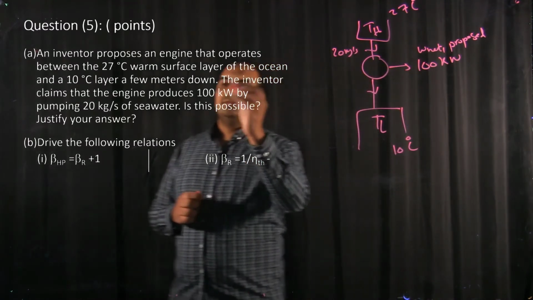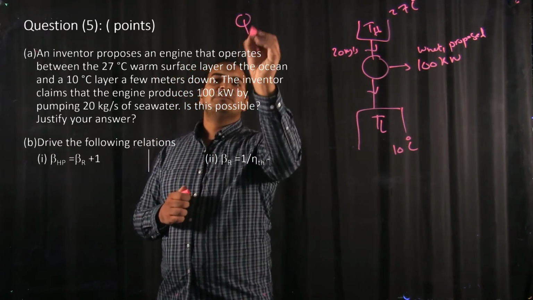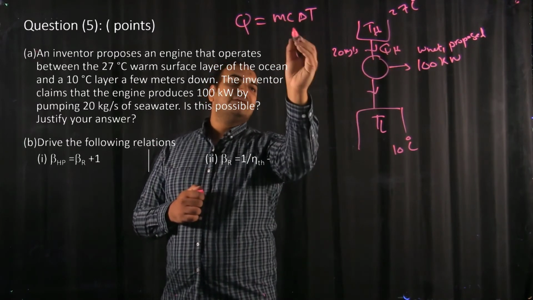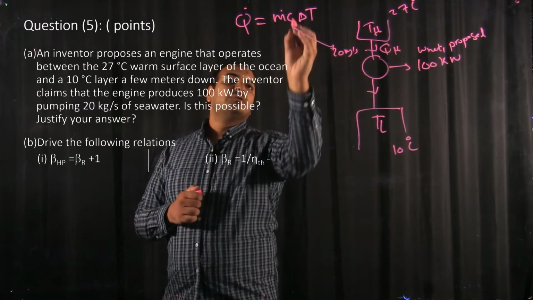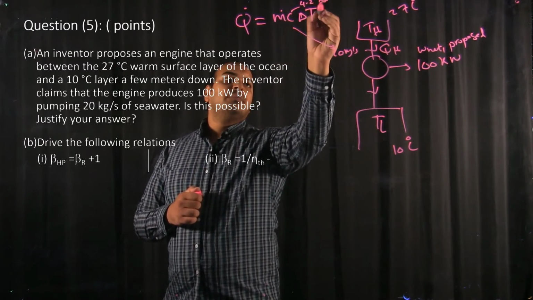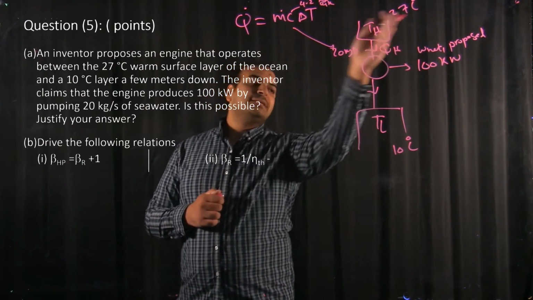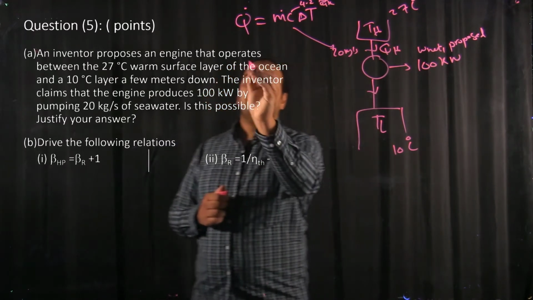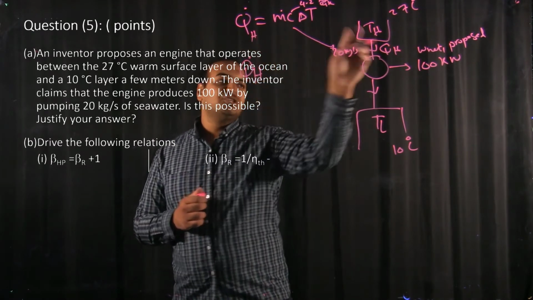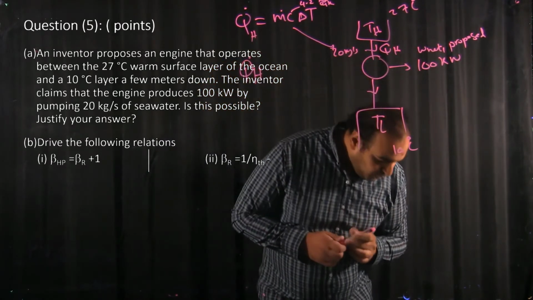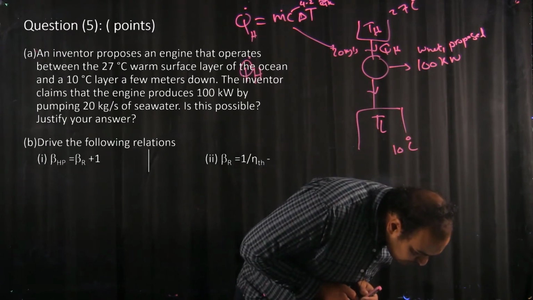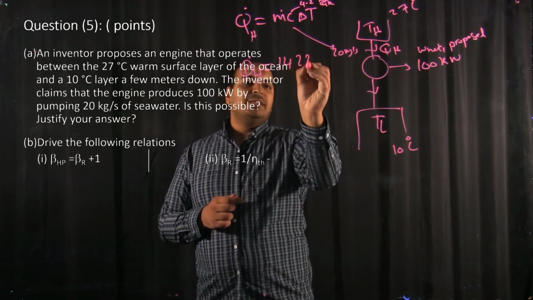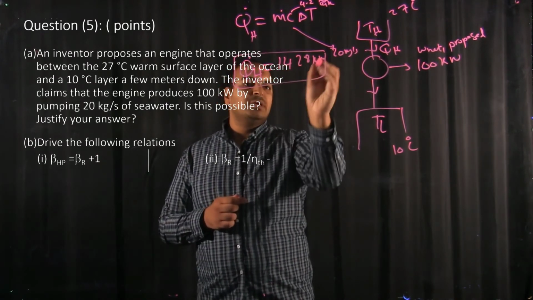So if you want to get the heat, this is part A and part B. For this problem, it's m c delta T. How much heat is added here? You have the mass flow rate, you have the C of the water, 4.2 kilojoule per kilogram Kelvin, and you have delta T, 17. It's okay, delta T in Celsius and Kelvin are the same. So you can get Q high, which is 1,428 kilowatt. That's good so far. It's a little bit bigger than this.